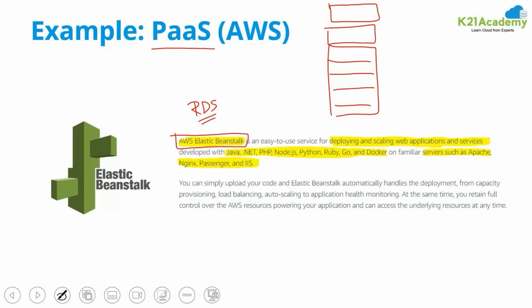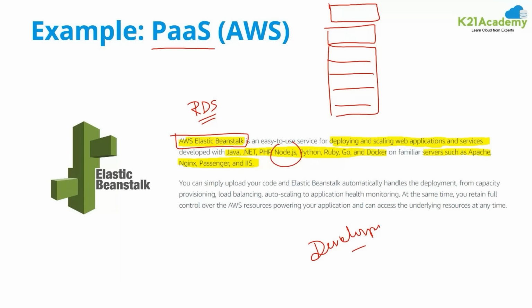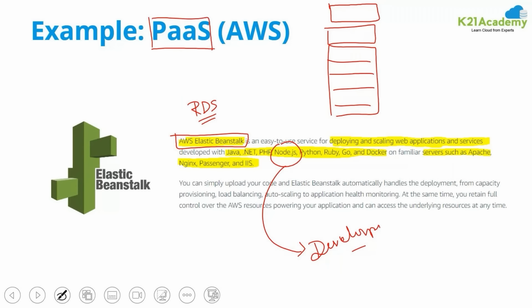Suppose you are a developer. You said that I have created my code in Node.js. My application has been created in Node.js. So Amazon's platform as a service will create a whole platform on top of which a Node.js application can run. You will install your application and the data relevant to it, and you will start working. So that is a PaaS offering by Amazon.